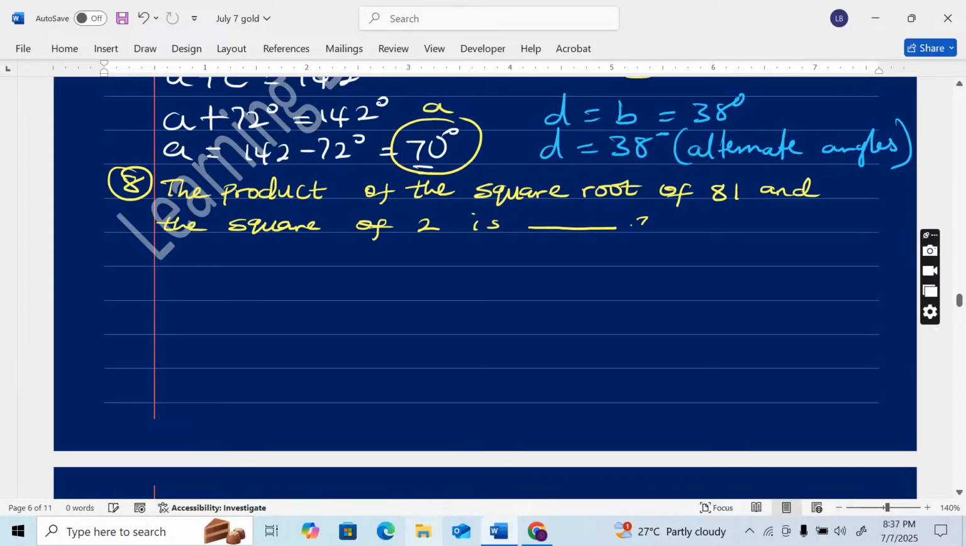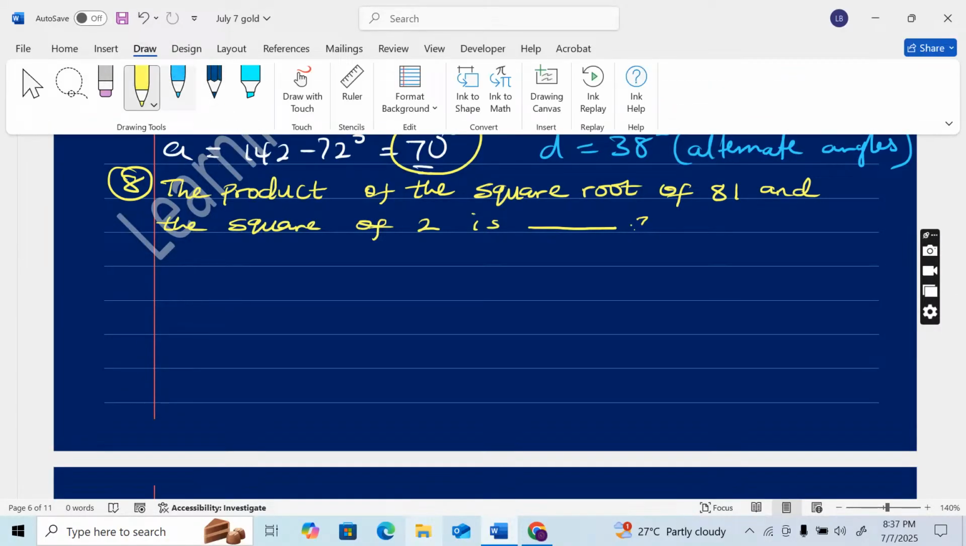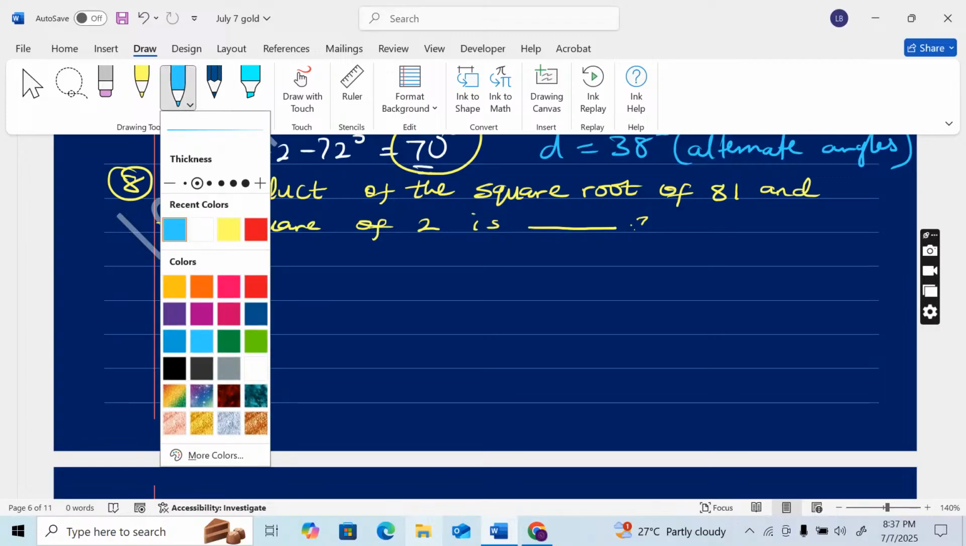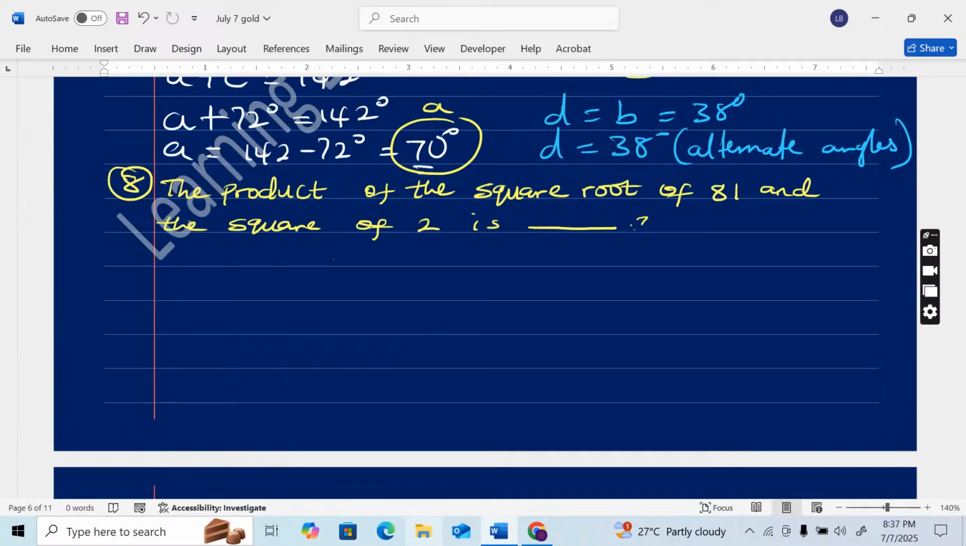This is very simple. It is not difficult. So how do we do that? Firstly, the question says the product of the square root of 81. And you know, square root means the number you multiply twice to get that number. So don't forget the question. It says find the product of the square root of 81. That means we firstly need to find the square root of 81. So now let's find the square root of 81.